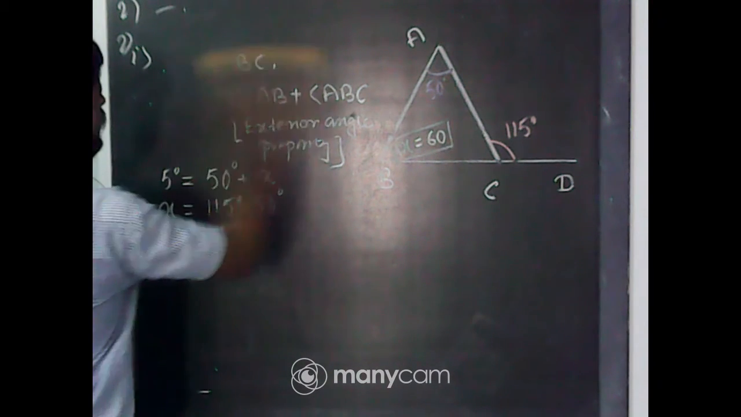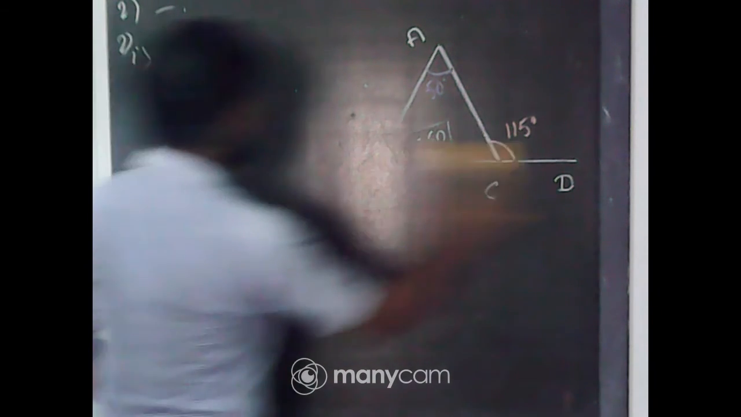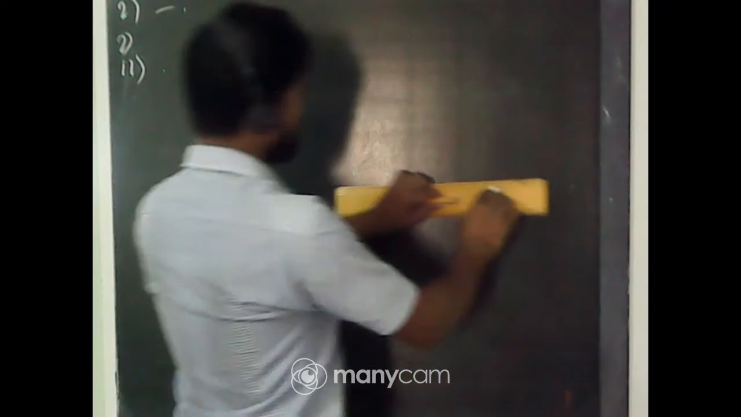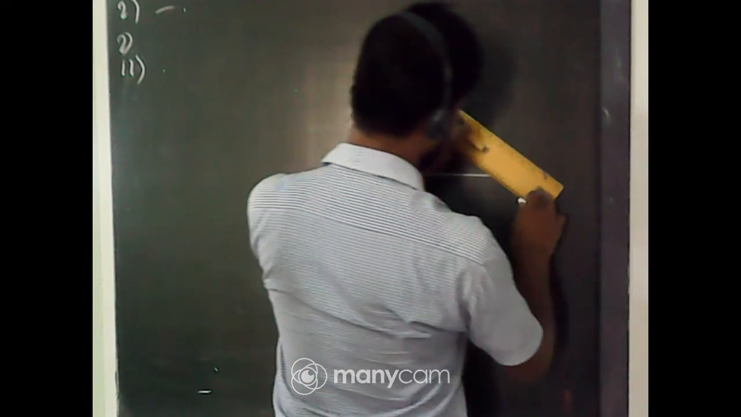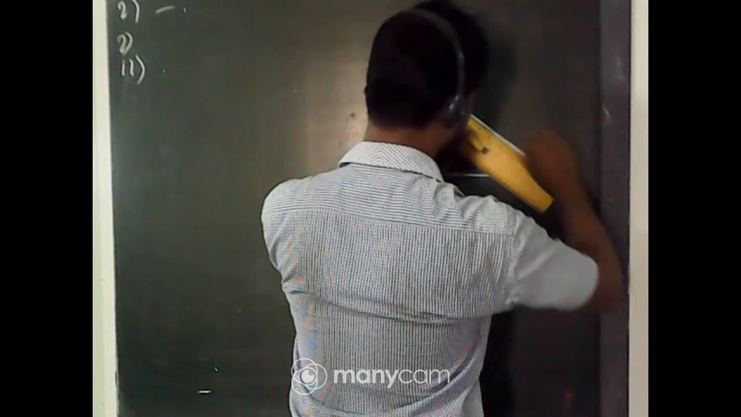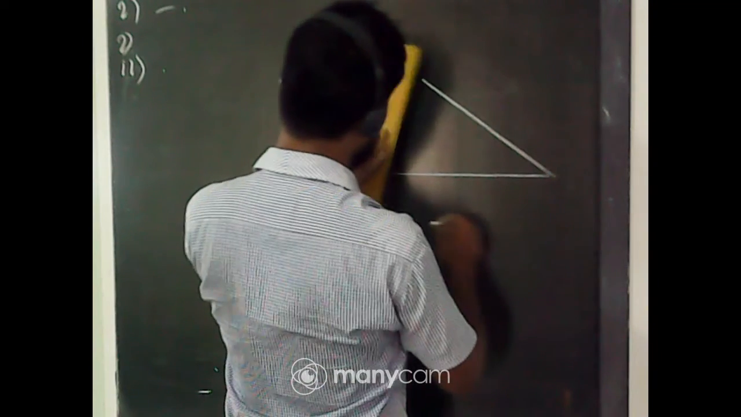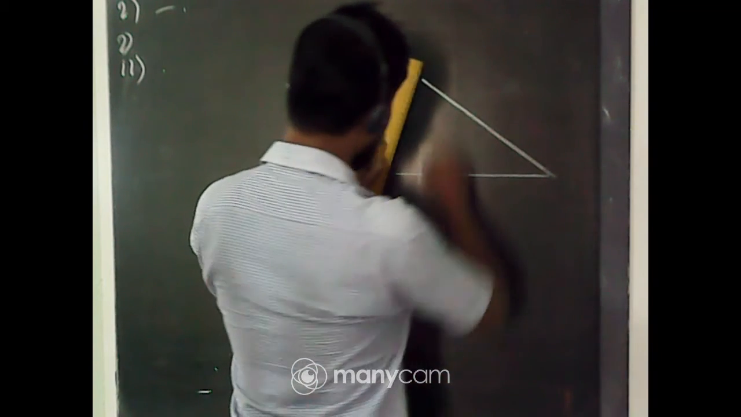Question number 2. You just draw the diagram first. Okay, so the diagram is given like that. One triangle is here, in this way, and one of its sides is produced.